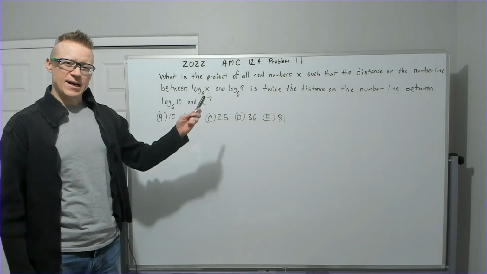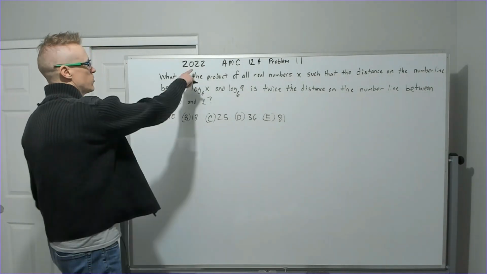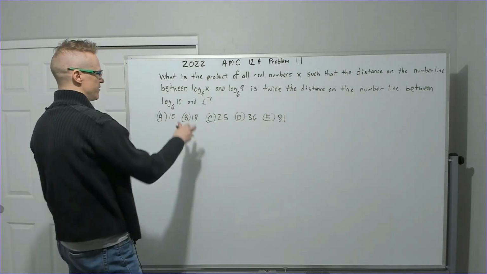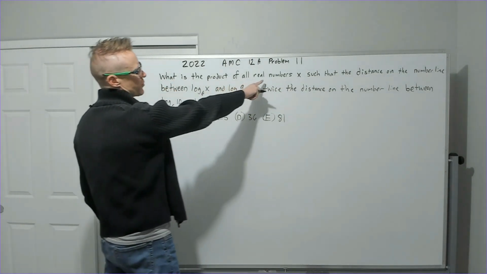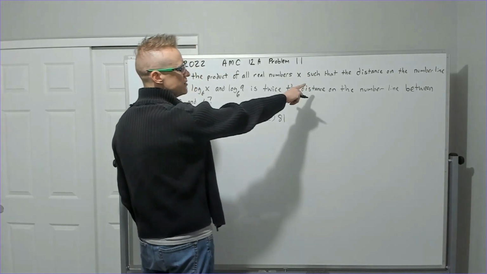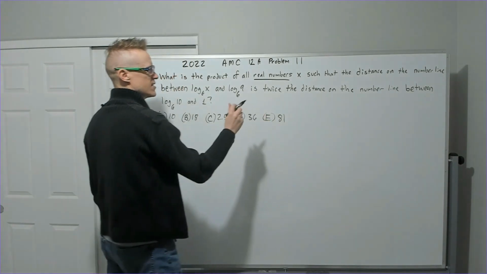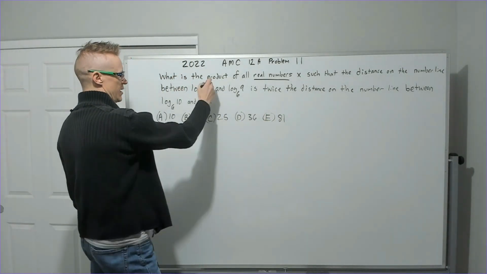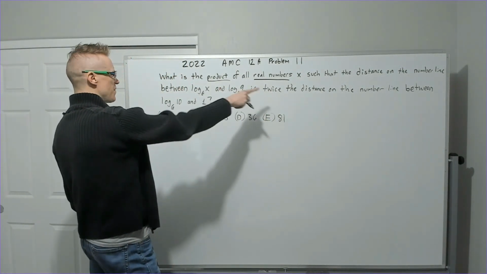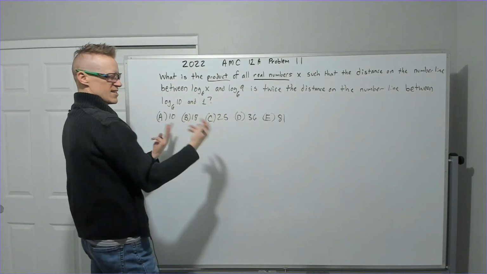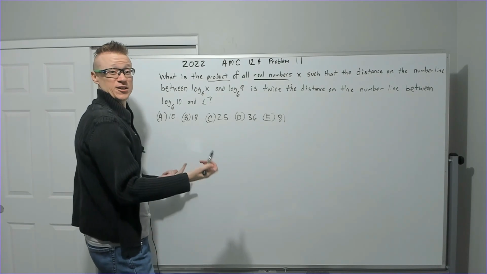And so let's get started again with the 2022 12A Problem 11, the first one in the set of this rapid fire. What is the product of all real numbers x? So real numbers, keep that in mind, such that the distance on the number line between these. Distance on the number line is just the absolute value of their difference.